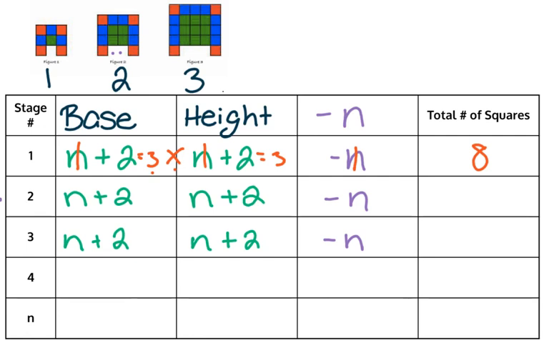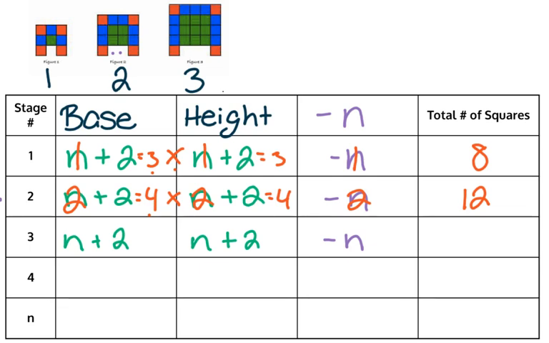I can do the same with stage 2. So again, if I'm at stage 2, I'm substituting 2 in for n, because n represents my stage number, and I'm taking my base and multiplying my height, and then subtracting 2. So for example, 2 plus 2 is 4, 2 plus 2 is 4, and I'm subtracting 2. So I'm multiplying my base times my height, so 4 times 4 is 16, minus 2 gives me a total of 12. And if I look at my pattern in stage 2, I do have 12 squares in that pattern.